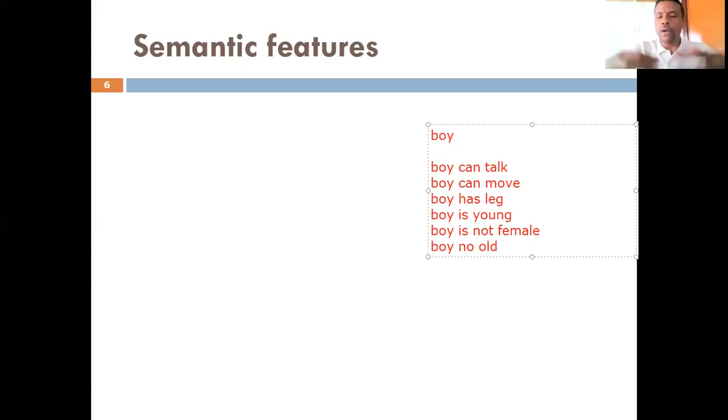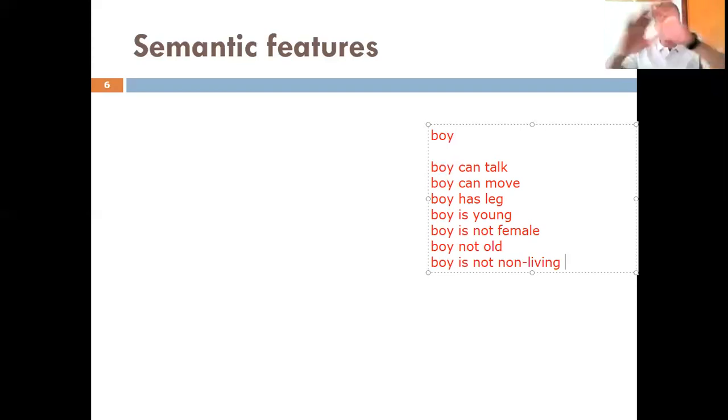So what does it mean? We are trying to come up with the features that can be possessed by a boy. Or we can say a boy is not non-living. A boy is not a non-living thing. A boy is a living thing. As you can see, for the word boy, there are many features that can be associated with it. But mind you, this is an endless process, so we have to limit it, or have a scope for this analysis. This is what we call a semantic feature.